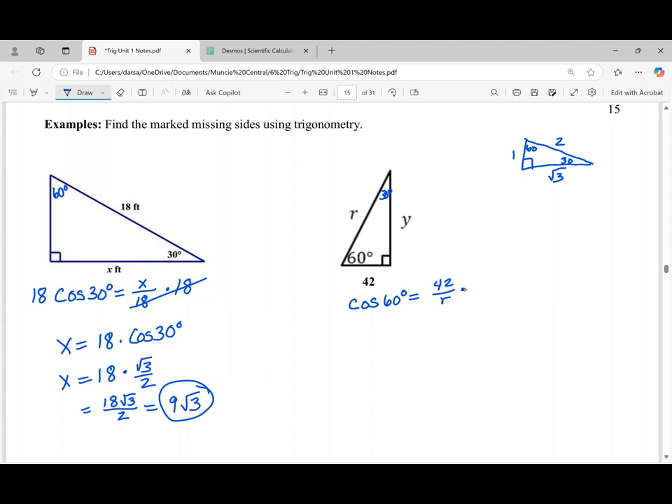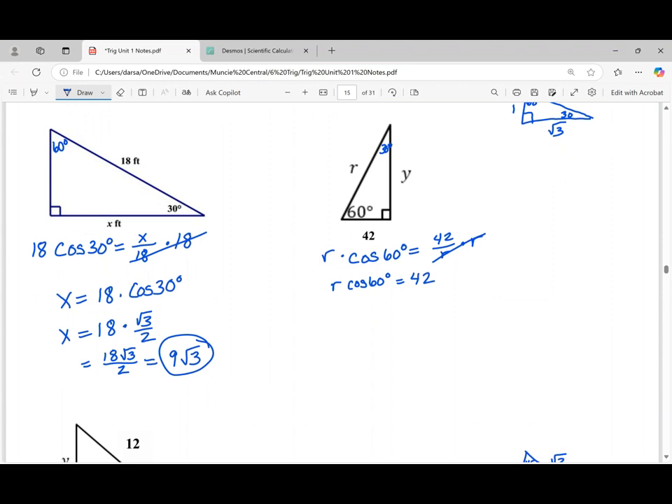Remember, these are a little bit trickier. We need to multiply both sides by that denominator first. But in this case, now we have our cosine of 60 degrees is equal to 42. So to get r by itself, we need to divide both sides by cosine 60. That will give me 42 over the cosine of 60 degrees.